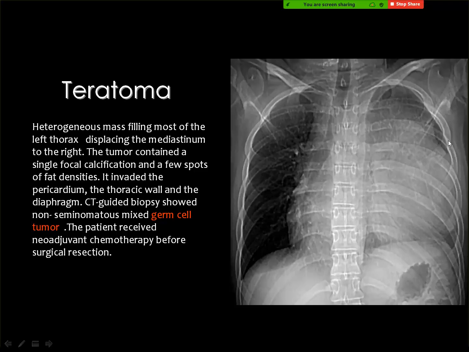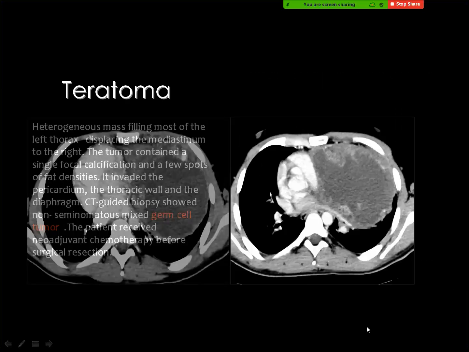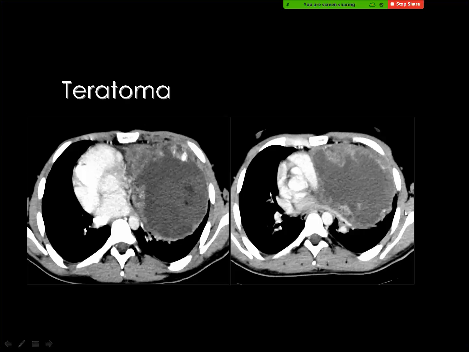And in the chest X-ray, you cannot say for sure that this is a mediastinal mass, but if you look carefully here and you see the mass is in contact with the mediastinum, compressing and displacing the heart, contains some foci of fat together with calcification and the fluid densities, then you reach the diagnosis of teratoma.